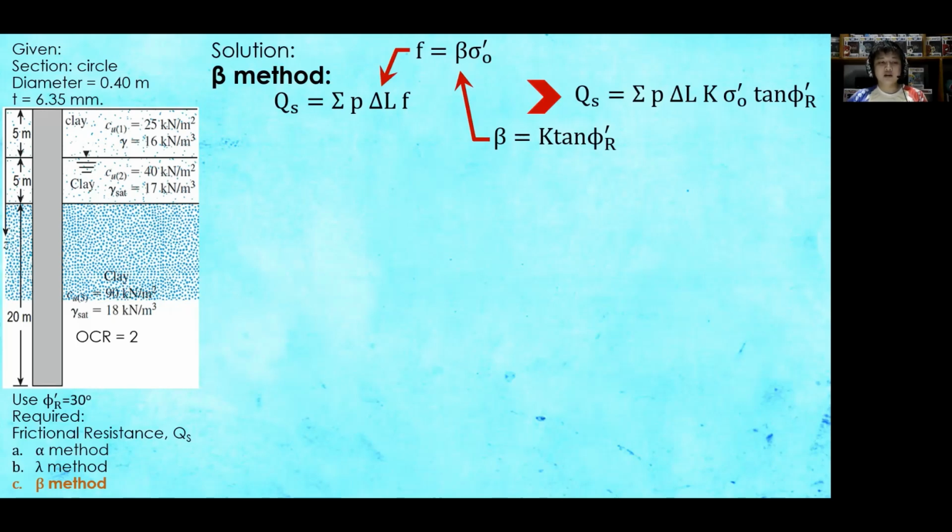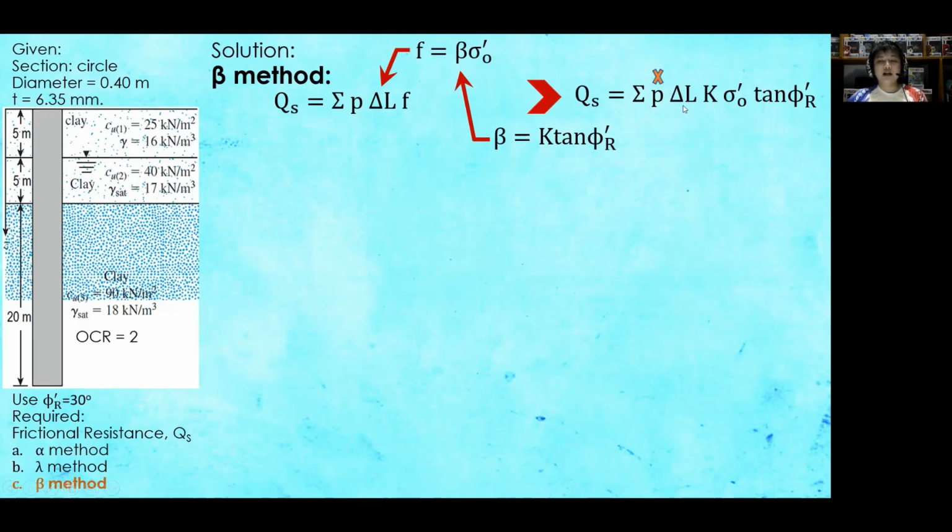So for layers of soil, it is better to present the solution in table form, similar to alpha method. And assess first what are the varying parameters in the equation. So for us to limit our solution in table form, starting with perimeter P. Perimeter P is constant, therefore it is not varying. From the top till the tip, the section is a circle with a diameter of 0.4 meter.